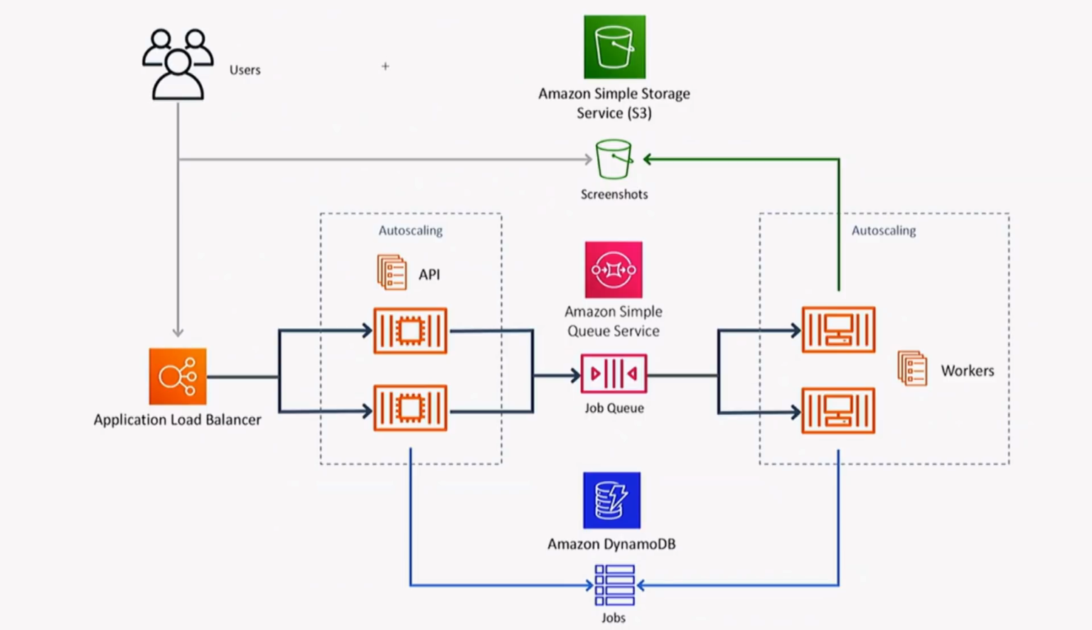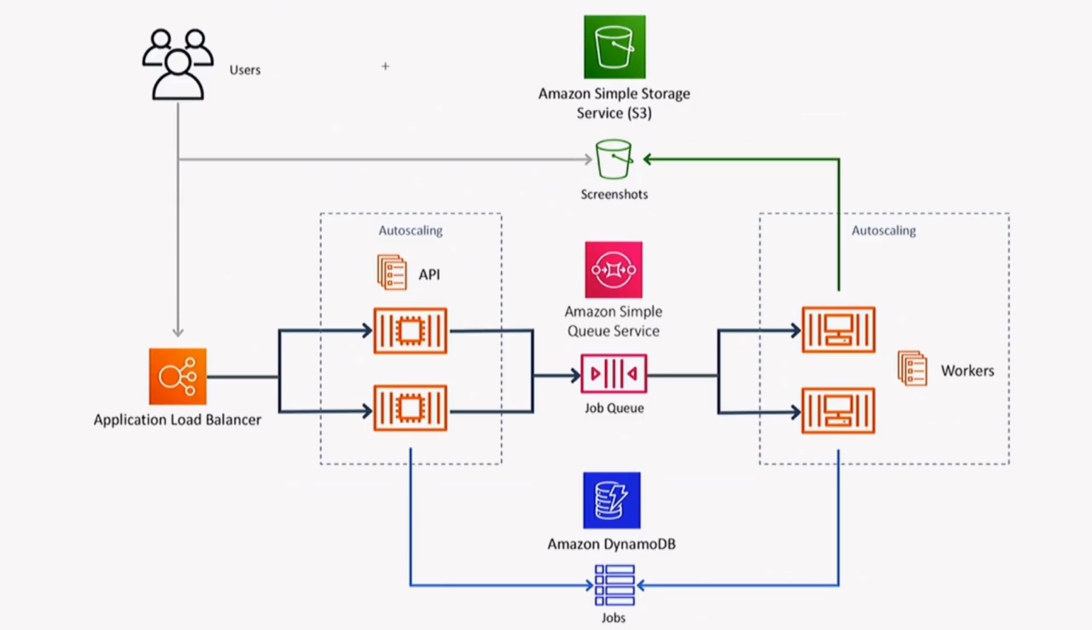So the idea here is that users who want to interact with the system can talk to a load balancer to submit a URL that they would like rendered into an image. And that URL is going to be submitted via the load balancer to a few different API containers that are listening for those RESTful API requests. And they're going to store that information into DynamoDB. They're also going to submit the job to a job queue, in this case, Amazon's simple queue service.